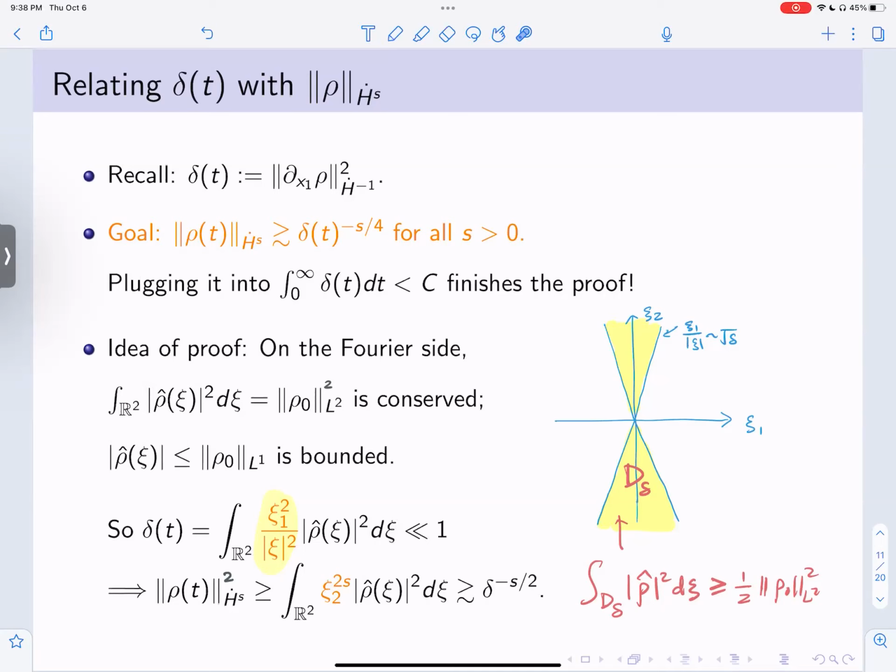Notice that, well, so this is our definition of delta. And now, because we know delta is integrable in time, all we need to show is this relationship between the HS norm and delta, right? So we want to show that if delta is small, HS must be huge in some quantitative sense. And then once we get this, we want to plug it into the facts that delta is integrable, finishing the proof. Okay, so how did we get this key inequality here?